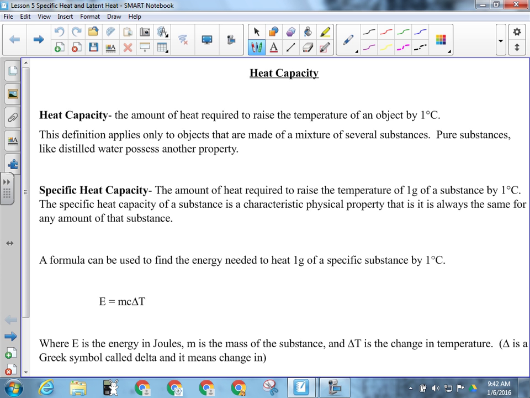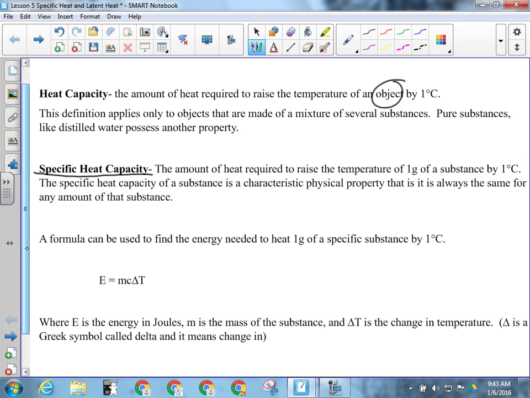Heat capacity is the amount of heat required to raise the temperature of an object by 1 degree Celsius. That object is obviously a mixture of many materials, and its heat capacity is kind of an average of all of them. So that definition applies only to objects made of a mixture of several substances. Pure substances deal with this. Specific heat capacity, which is the one we're going to deal with more often, is the amount of heat required to raise the temperature of 1 gram of a material by 1 degree Celsius. 1 gram by 1 degree Celsius.